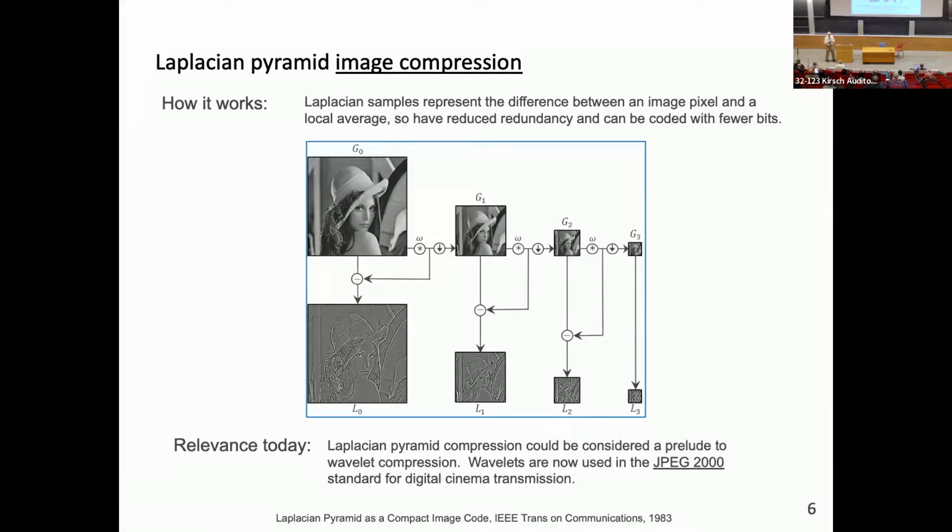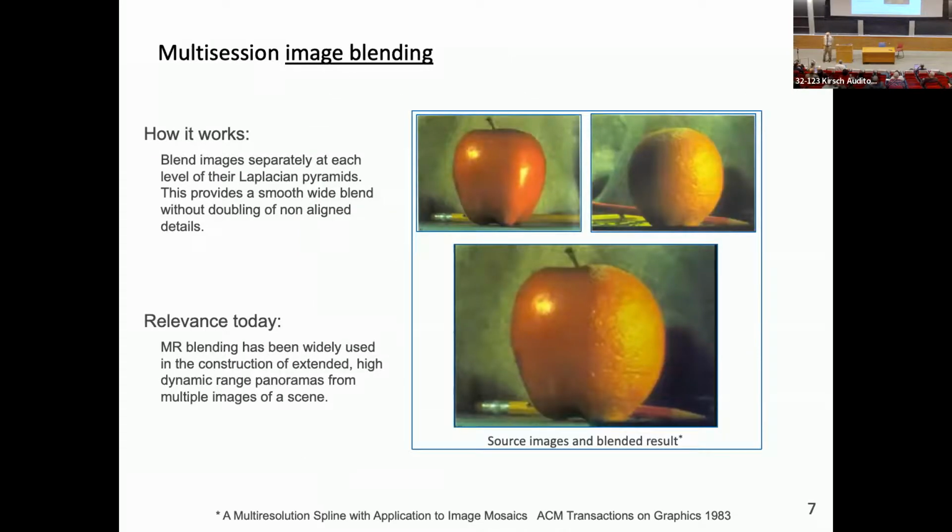So is it still relevant today? Well, I would say Laplacian pyramid compression is not really used. But I'd like to say maybe it was the forerunner of wavelet compression. The Laplacian pyramid is overcomplete. It has more samples than the original image. Wavelet is just complete, so it's a little bit more efficient. I think Laplacian is better, but wavelet is actually with us today. So for example, it's the coding method used in JPEG 2000, which is digital cinema transmission. So there is some residual effect.